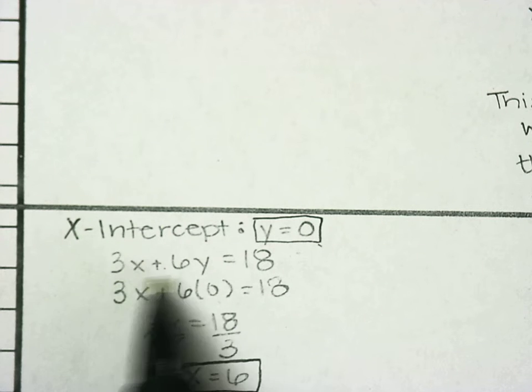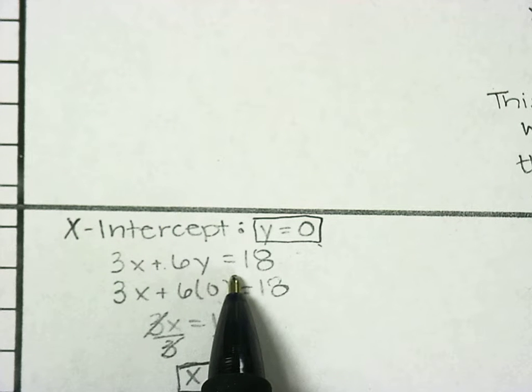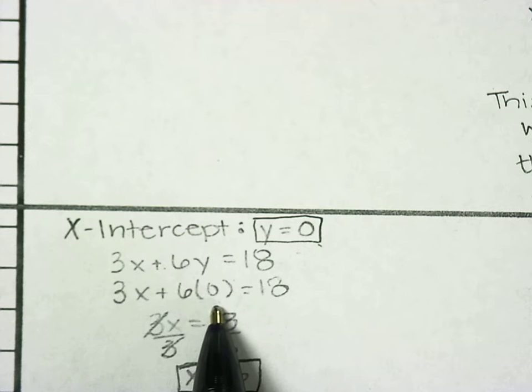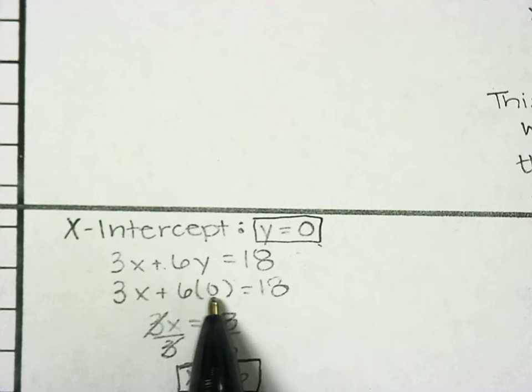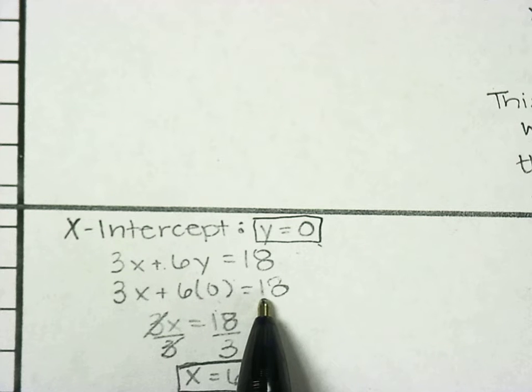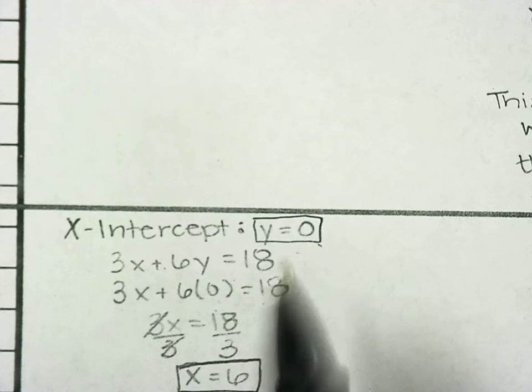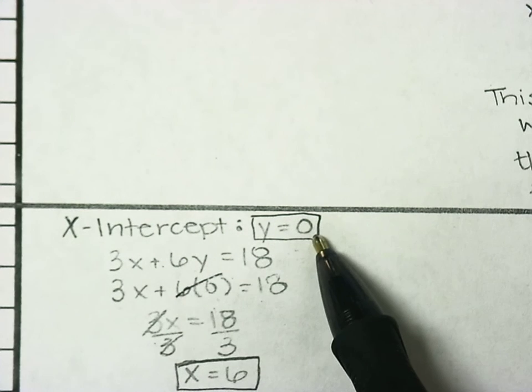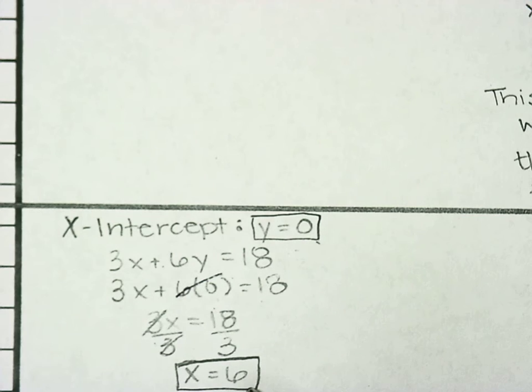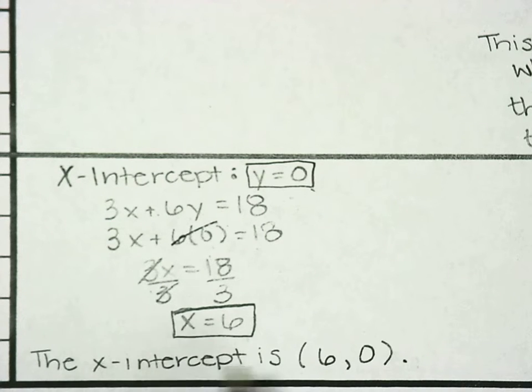So my equation was 3x plus 6y equals 18. So I'm just going to take out the y and plug in 0. So my new equation is 3x plus 6 times 0 equals 18. 6 times 0 is just 0, so that cancels out. Now I have 3x is equal to 18. Divide both sides by 3, and x comes out to be 6. So now that I know what my y value is, and I know what my x value is, I know that my x-intercept is at 6, 0.